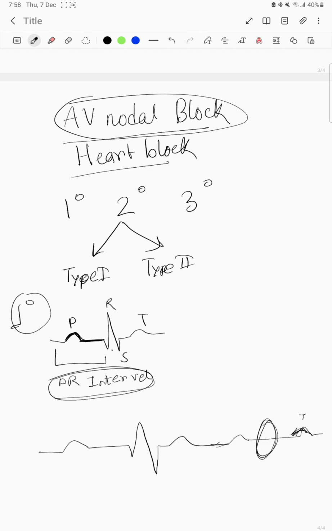So in type 1 of second degree AV nodal block, the PR interval gets broader and broader at each successive beat, and then there is a missed beat. After that the beat becomes normal, and over successive beats the PR interval again gets bigger and bigger. So this is type 1 of second degree AV nodal block.